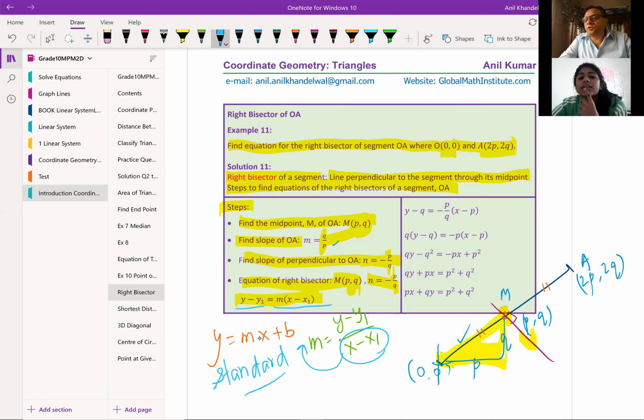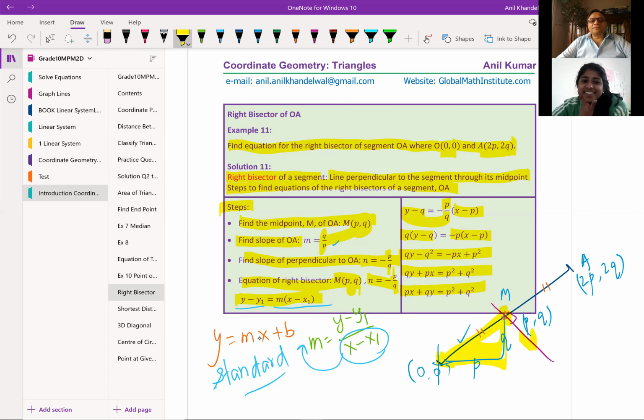Straight away you get the standard form, okay? And it works well if the slopes or gradients are fractions, because you can cross multiply. In our case, we get y minus q, that is the y1 value, and the gradient is minus p over q, times x minus p. With this fraction, I just cross multiplied. So I took q to this side, and I got a linear equation without any fractions. Open the bracket, solve, simplify. You get a beautiful and very important equation: px plus qy equals p squared plus q squared.